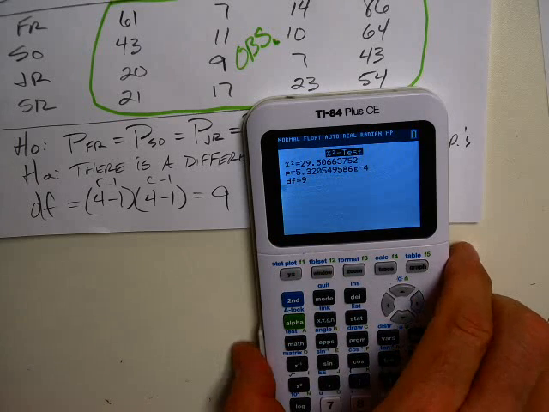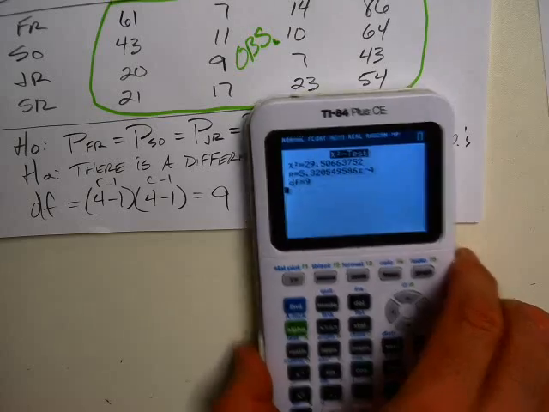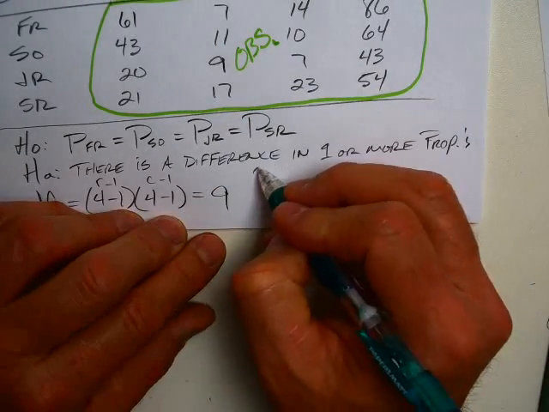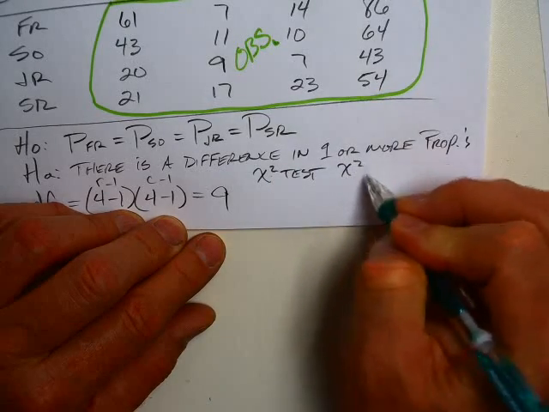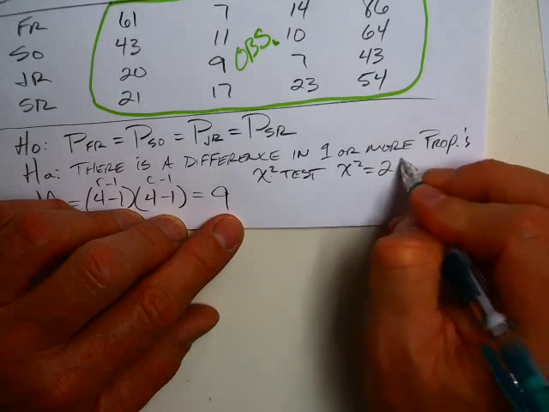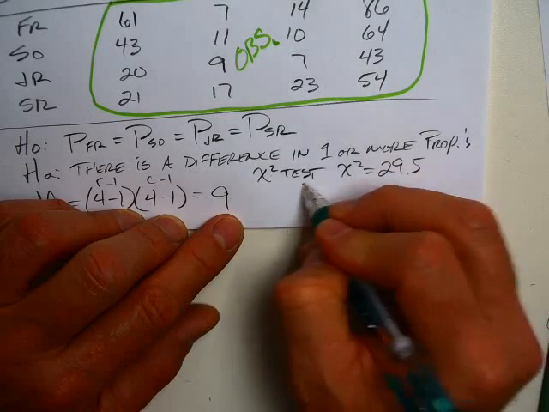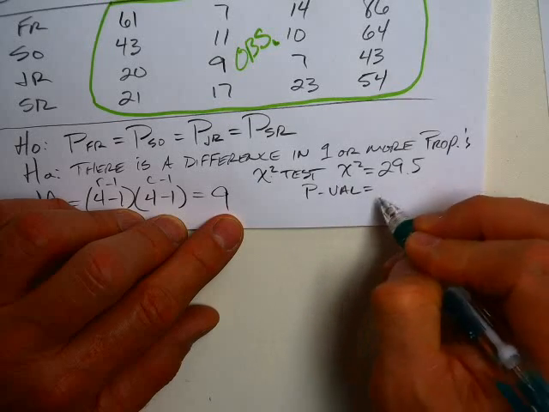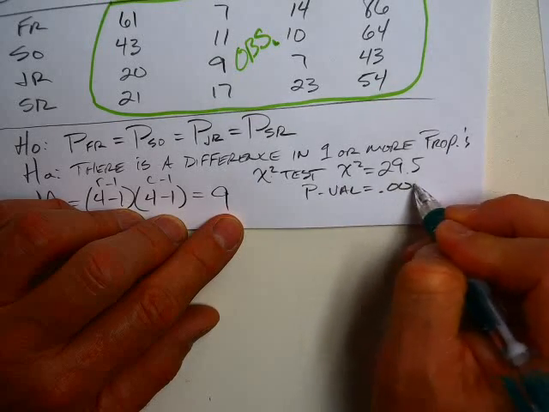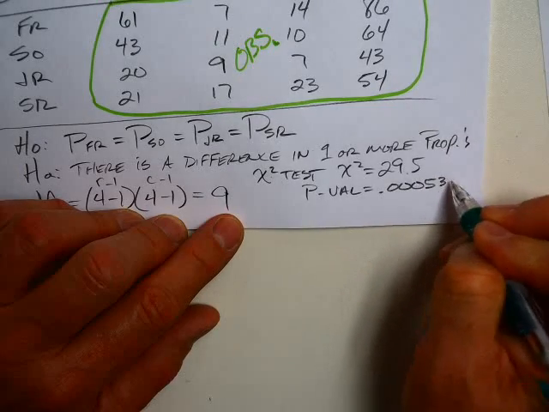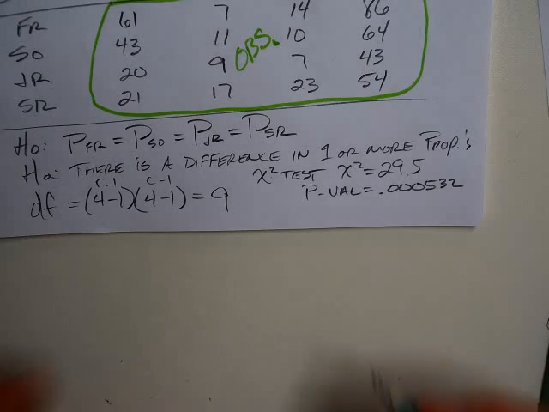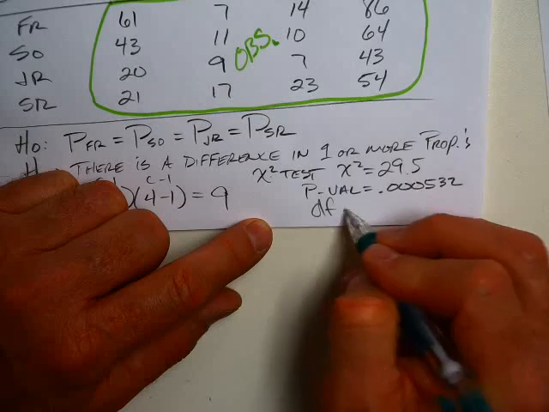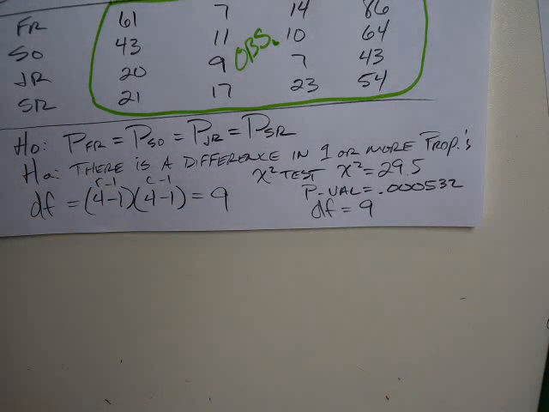And so we have very little to write down. So this is the chi-squared test. Chi-squared equals about 29.5. The p-value, I'm going to put it in decimal form, about 0.0005. And degrees of freedom we already have down, but the calculator confirmed it as 9.